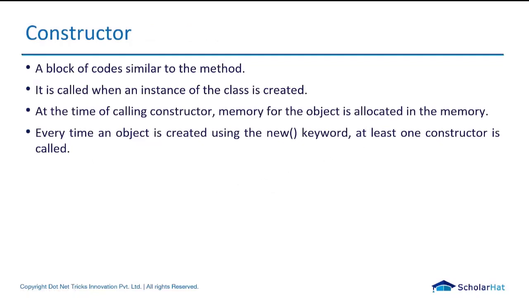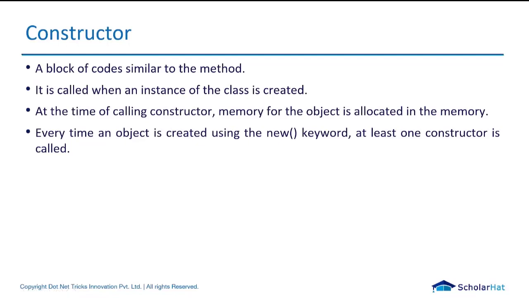If I talk deeply about it, C++ allows the object to initialize itself when it is created. The automatic initialization of the object is known as a constructor. The constructor in C++ is a block of code that initializes the newly created object. So whenever we create an object, that time this constructor is called. Unlike a method or member function, which we need to call separately, a constructor is called whenever the object is created. So this line, it is called when an instance of a class is created. Instance of a class means an object of a class is created.